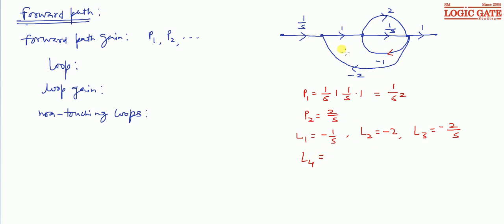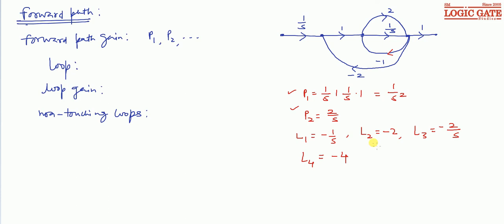And fourth loop is 1, 2 and minus 2. So loop gain is 2 into minus 2 into 1, so minus 4. So in this signal flow graph we have two forward paths and four loops, L1, L2, L3 and L4.